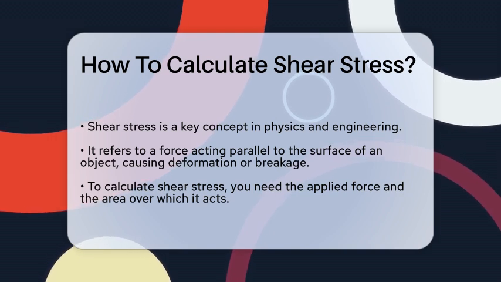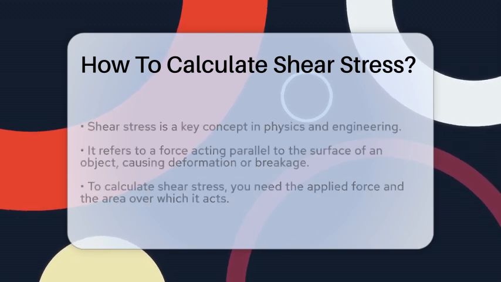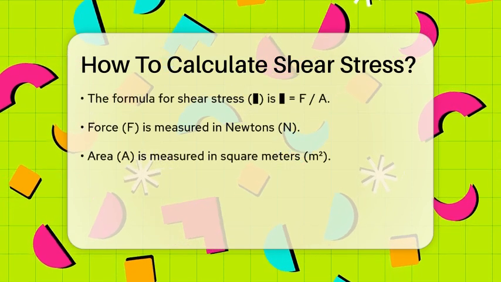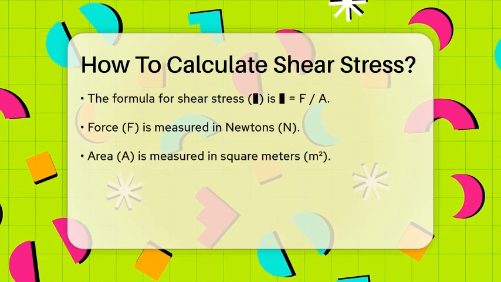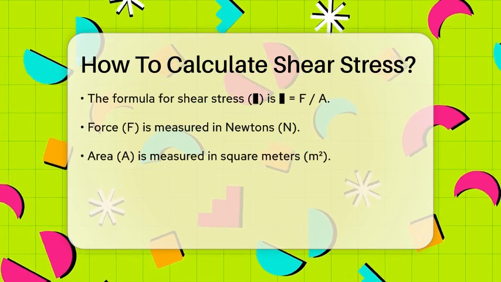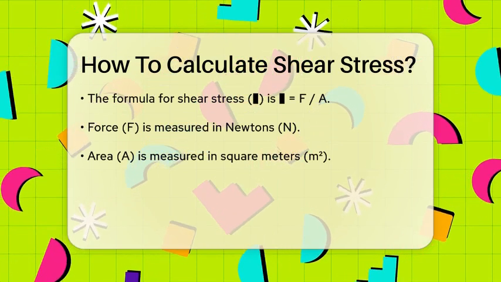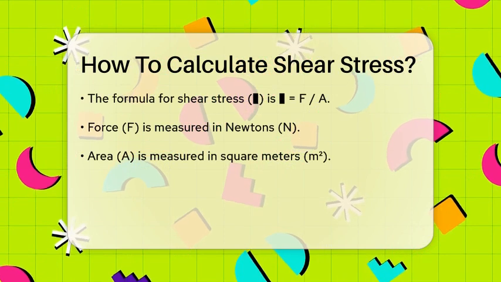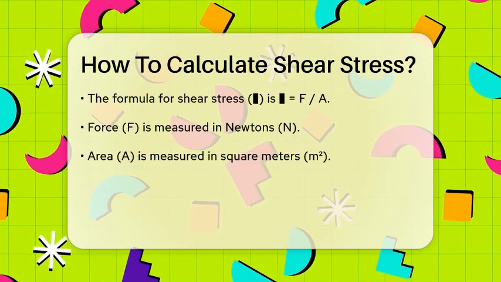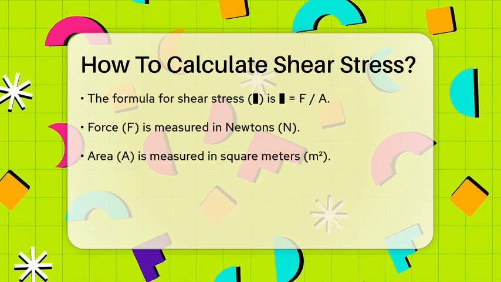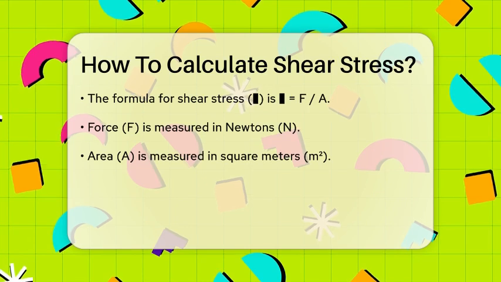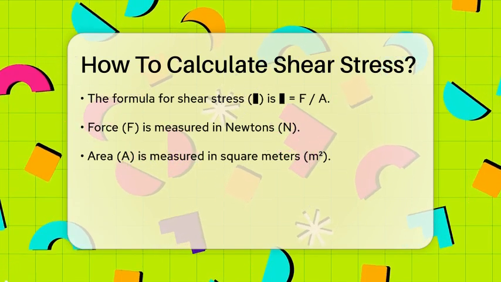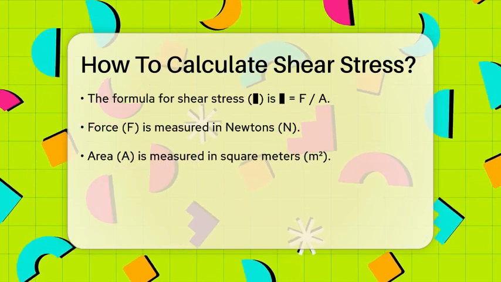The formula is simple. Shear stress, tau, equals the force F divided by the area A. So, tau is equal to F/A. Let's break this down. The force F is the amount of push or pull applied to the object. This is measured in Newtons, N. The area, A, is the cross-sectional area of the object where the force is applied, measured in square meters, m².